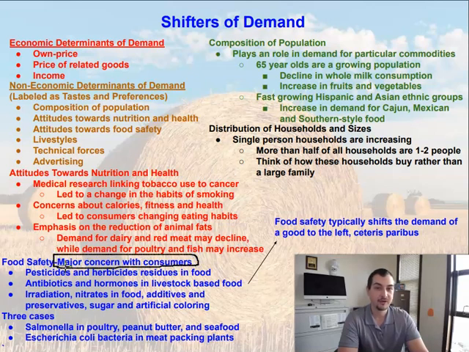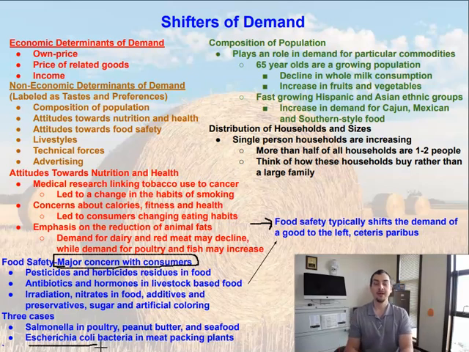Now here's an interesting fact. Food safety typically shifts the demand curve of a good to the left, ceteris paribus. So let's say that E. coli breaks out in meat packing plants. We'll see a lower demand for beef or for meat for a while until that E. coli outbreak has been contained. We see that whenever people are concerned with whether or not their food is healthy, they just don't consume it. They find alternatives, and it shifts that demand curve to the left.